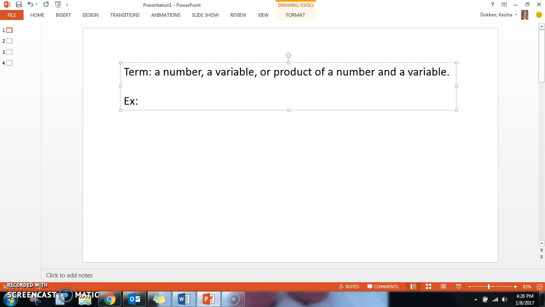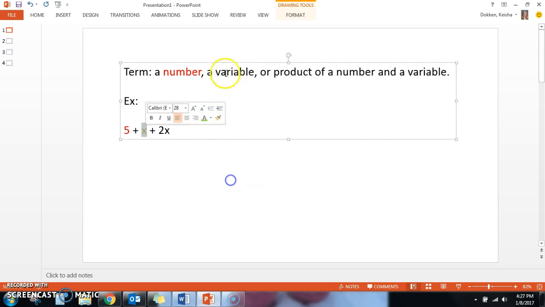For example, in the expression 5 plus x plus 2x, 5 is a term because it's a number. x is a term because it's a variable. And 2x is a term because it's the product of a number and a variable.